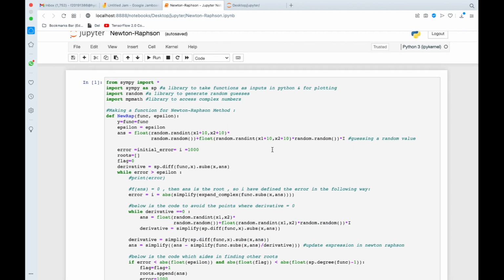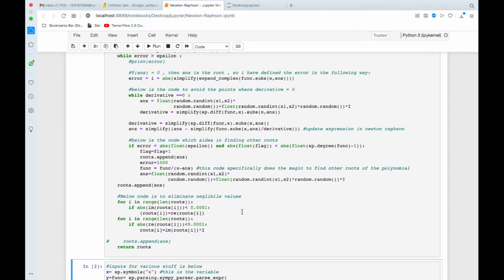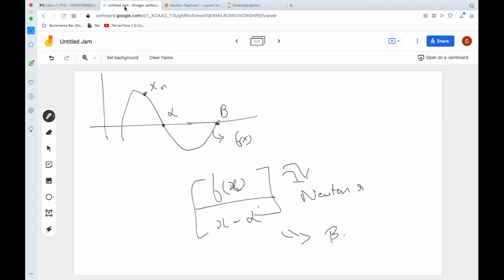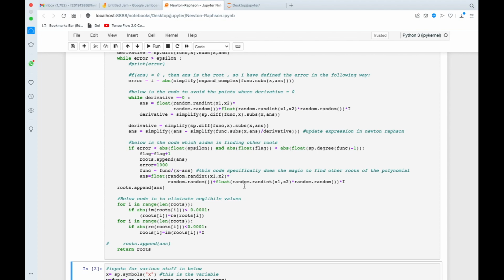However, the purpose of the video was to explain the algorithm. Basically, what I'm doing is performing Newton-Raphson's method repeatedly on f(x), then f(x) divided by (x minus alpha), and then f(x) divided by (x minus alpha)(x minus beta) to find out all the roots. Yeah, so that's it.